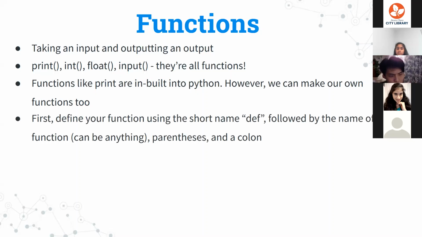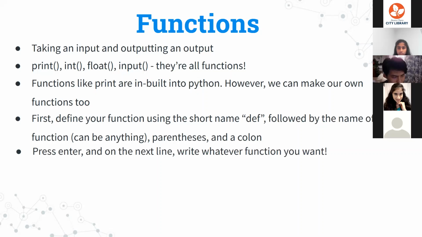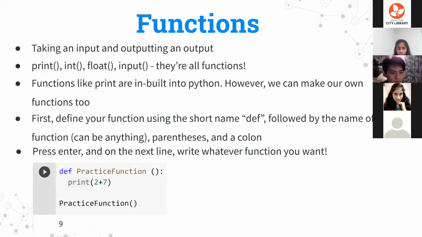In order to do this, we need to define our function by using the shortening def followed by the name of your function, parentheses, and a colon. Press enter, and on the next line, you can write the commands inside the function. So as you can see here, we have def, and then the name of our function in this case is practice function. In the previous example I mentioned, the name of the function would be tie your shoes. And then we have a parentheses and a colon. And on the next line, we have the commands that our function outputs.